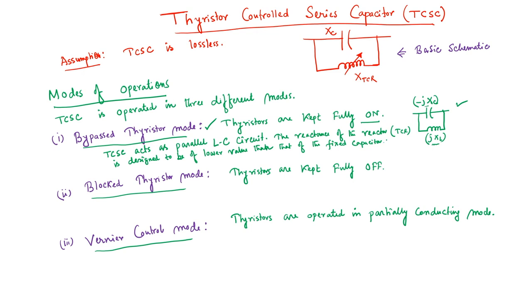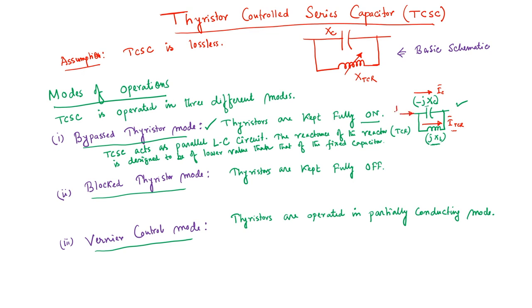Okay. So, when this X_L, that is the reactance of the reactor, is lower than the reactance of the capacitor, then what will essentially happen? The current flowing through this, suppose this is I_TCR, would be higher than the current flowing through the capacitor, which is, let us say, I_C. So, most of the current will flow through the I_TCR.